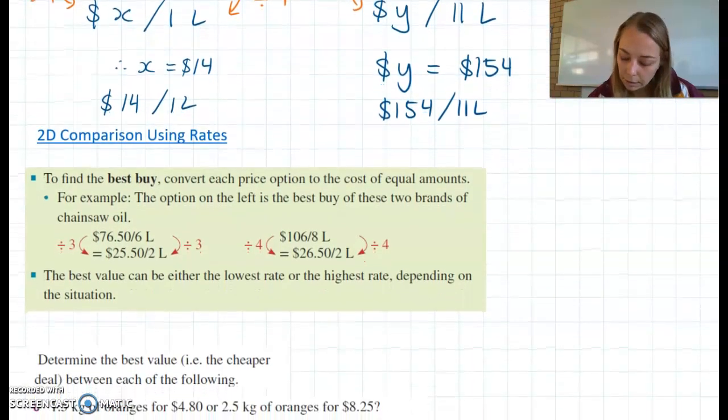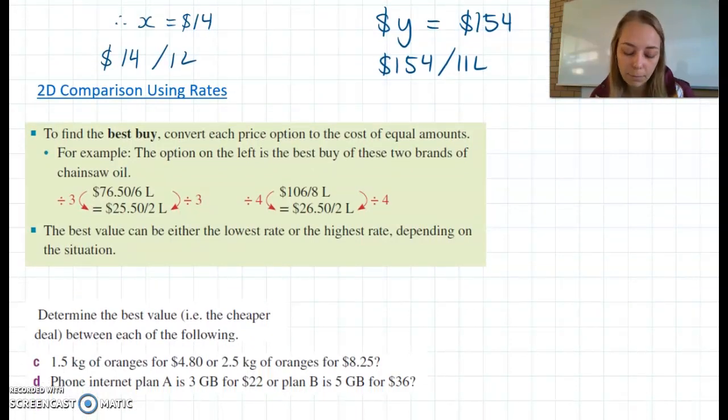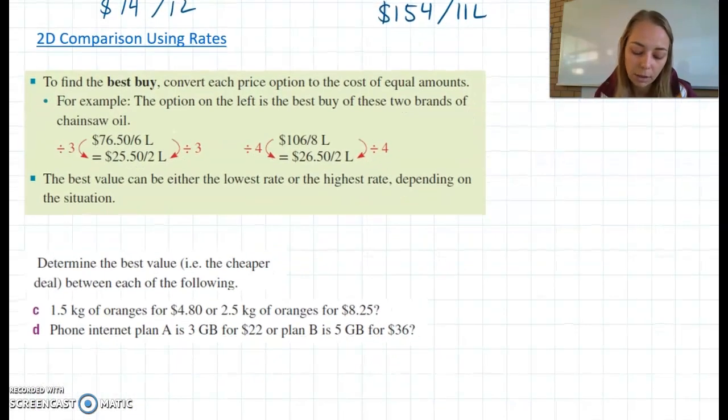All right, last section for rates was 2D, and this is about comparison using rates. This is probably one of the most real-world reasons that we ever use rates, and that's about best buys. So we want to find out what basically the best option is going to be in the real world.